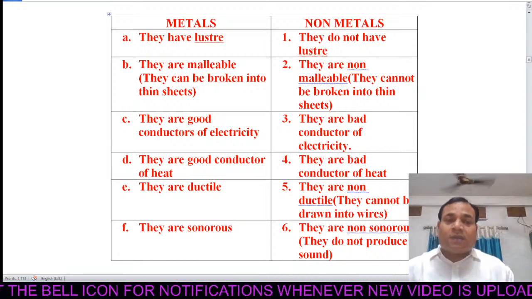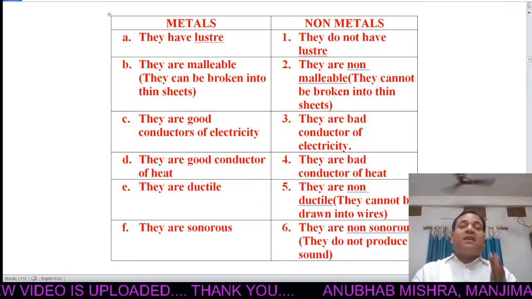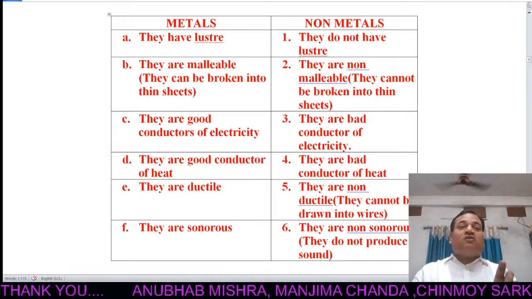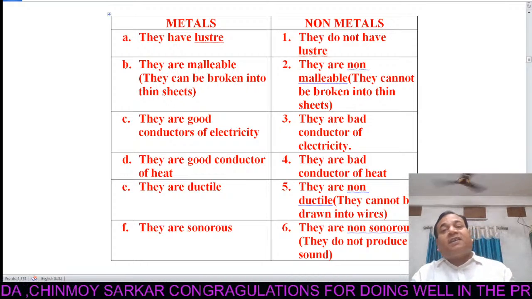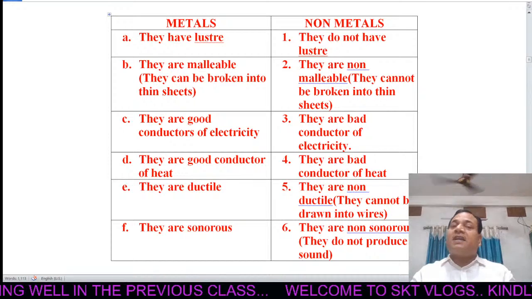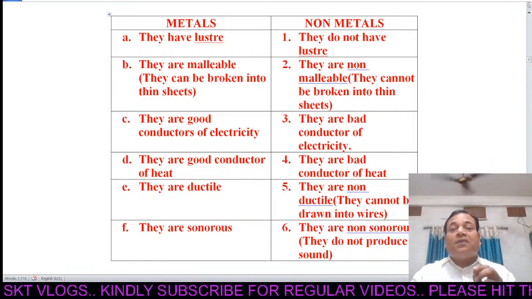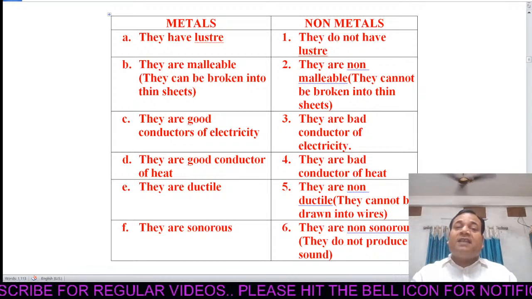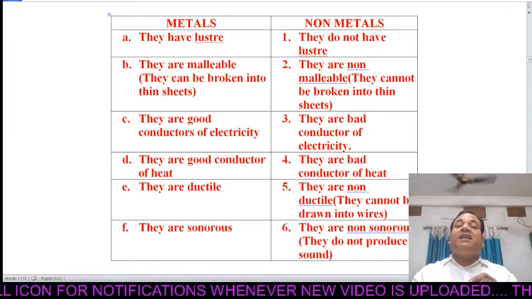So what did you understand? What we are studying at present, what you are able to see on your screen, is the difference between metals and non-metals. What did we understand? Metals have luster, non-metals do not have luster. Metals are malleable and non-metals are non-malleable. It means non-metals cannot be broken into thin sheets.